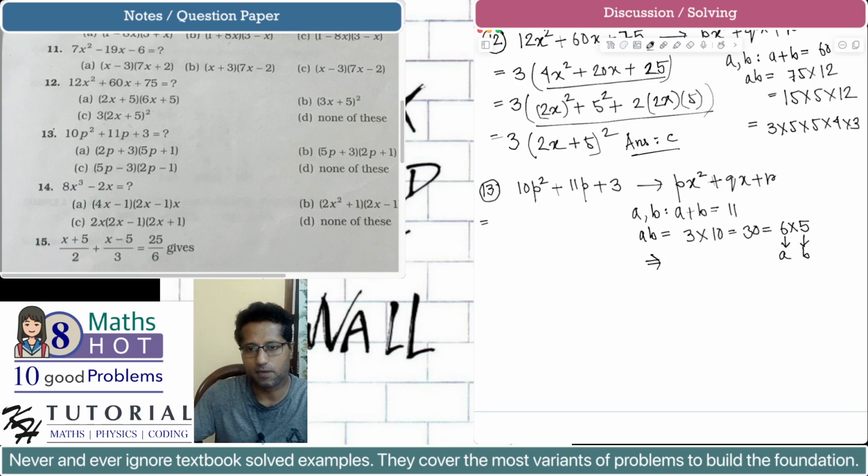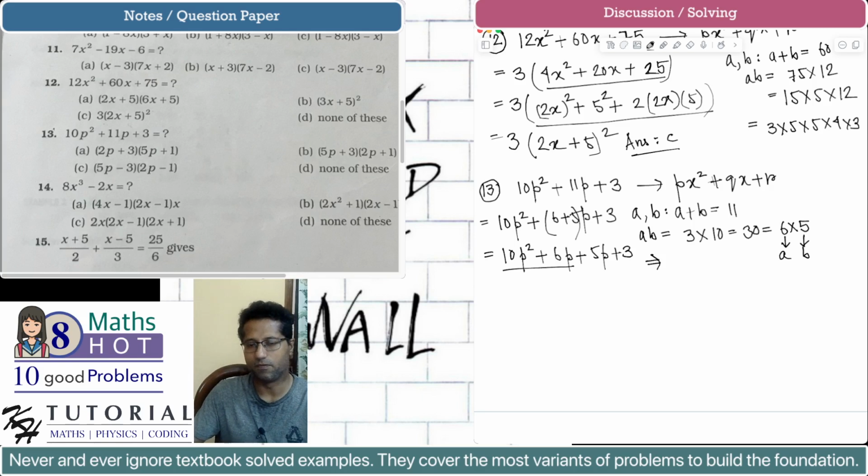So the given expression can now be written as 10p square, and 11 coefficient of p, you will write it as a plus b, whatever the values of a and b you have found. That is, in this problem, 6 plus 5 p, and we have plus 3. Now if you further simplify, we get 10p square plus 6p plus 5p plus 3. Then you form two groups. The first group will be the first two terms, and the second group will be the last two terms.